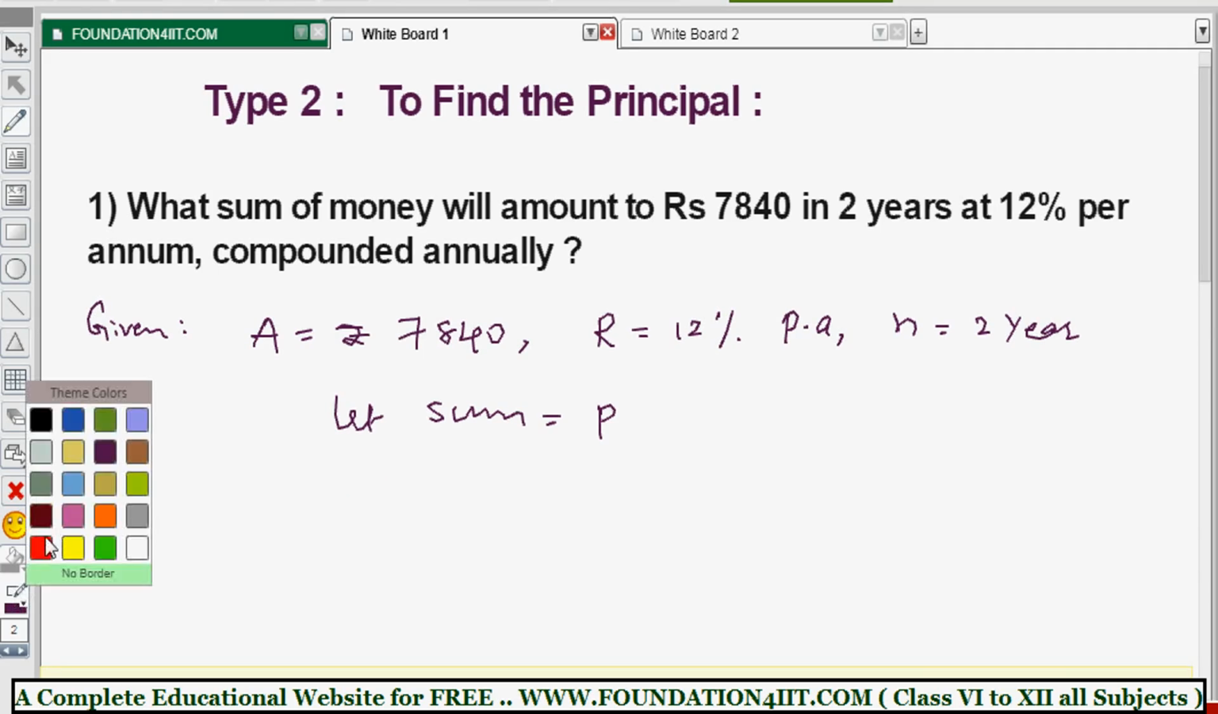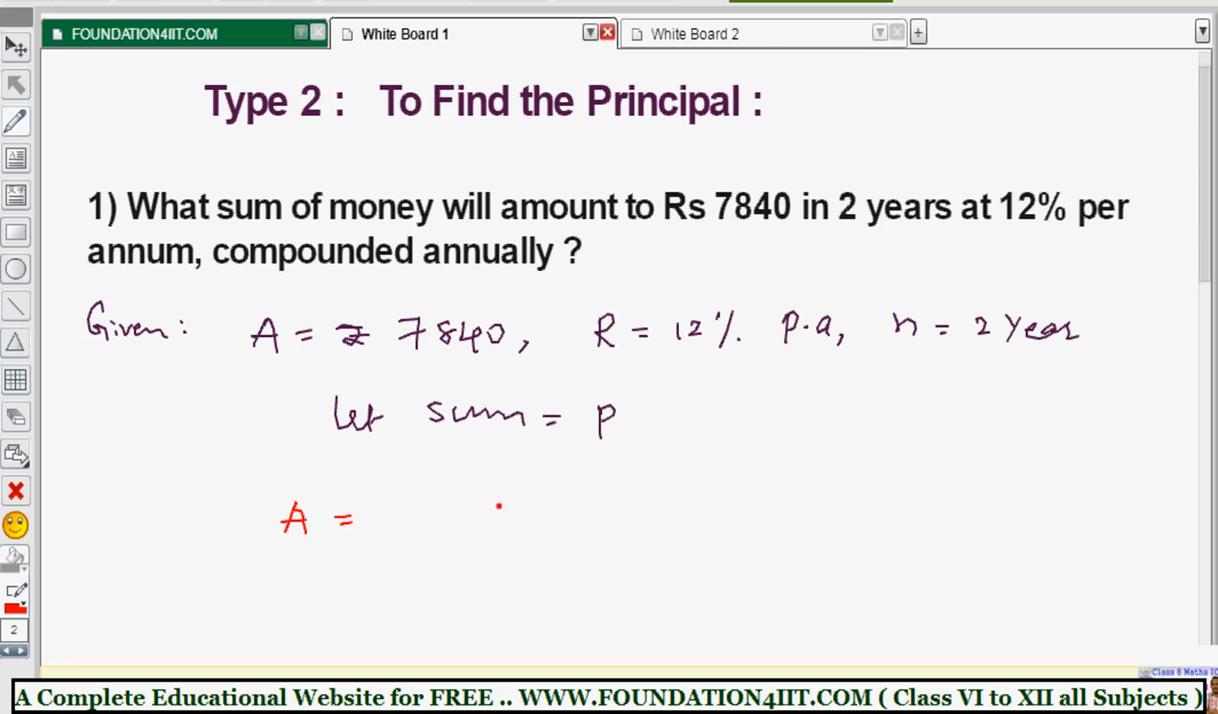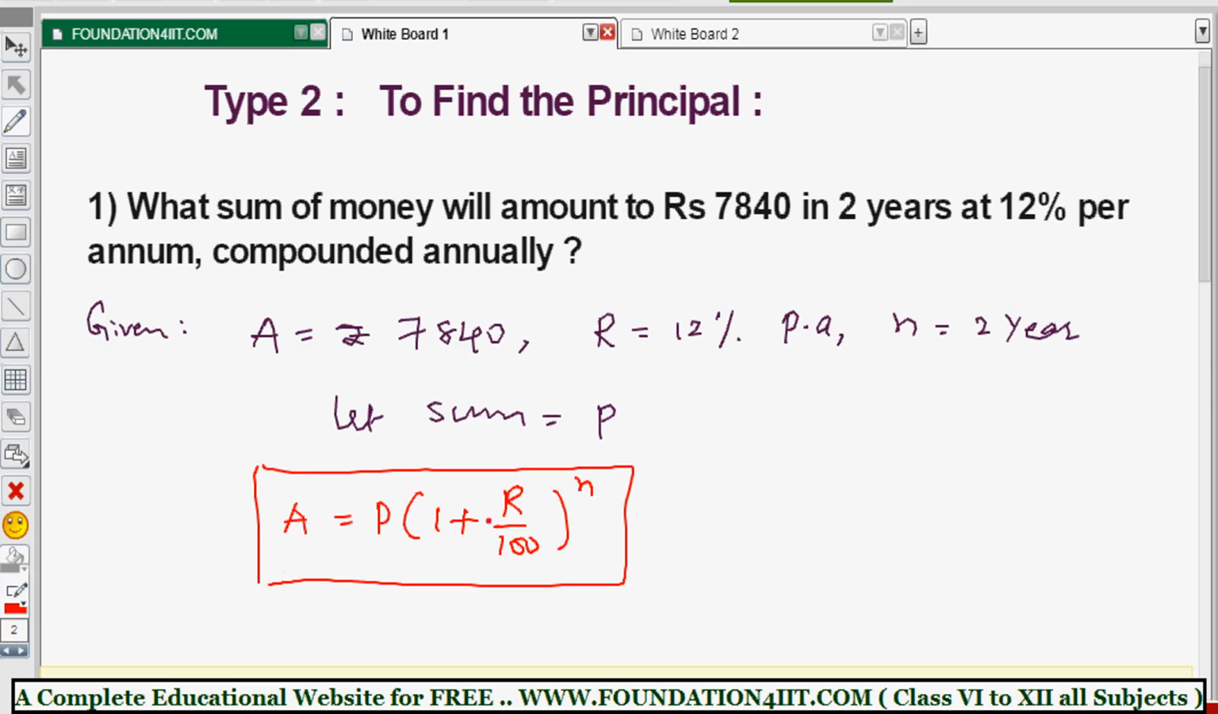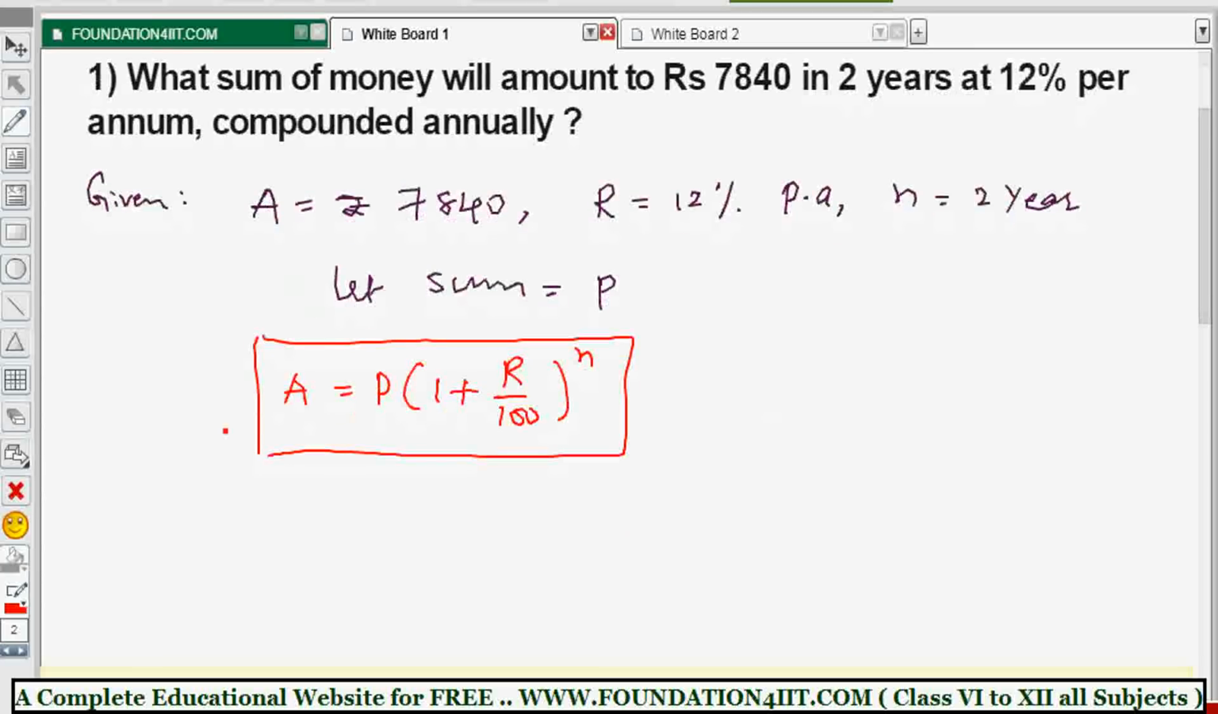Okay. Now the formula is: A is equal to P into 1 plus R by 100 all to the power N. So this is the formula. In the place of A, we can keep the A value, and P we can keep as it is. If you apply, the amount is equal to 7,840 and P is P itself, because we need to find the P value only. And 1 plus R by 100. So R, the rate of interest, is 12 by 100 all to the power N. N is 2. Yes.